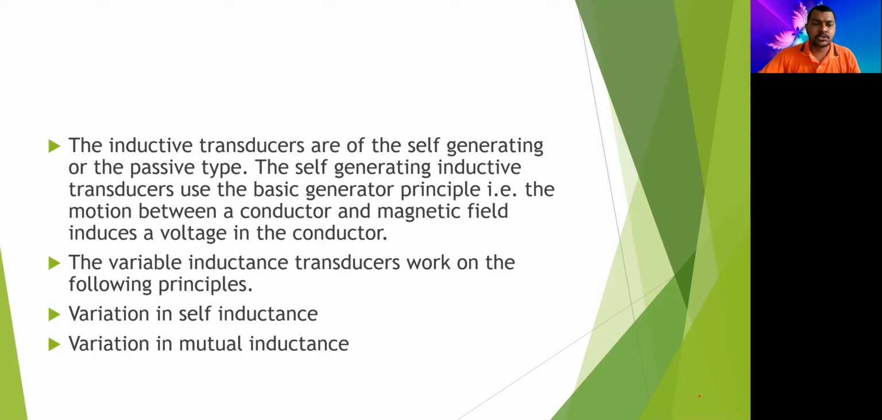And again, we are going to measure the motion. The motion between a conductor and the magnetic field induces a voltage in the conductor. So that is what I have told you. Whenever there is change in magnetic flux associated with a coil, then EMF is induced in the coil, right? That is called self-inductance, and that is a self-generating type of transducer. Again, we will call it an active transducer, right? And there are some more which we call passive transducers. We'll see that. So the variable inductance transducers work on the following principles: variation in self-induction and variation in mutual induction. So self-inductance or mutual inductance, I have told you earlier.